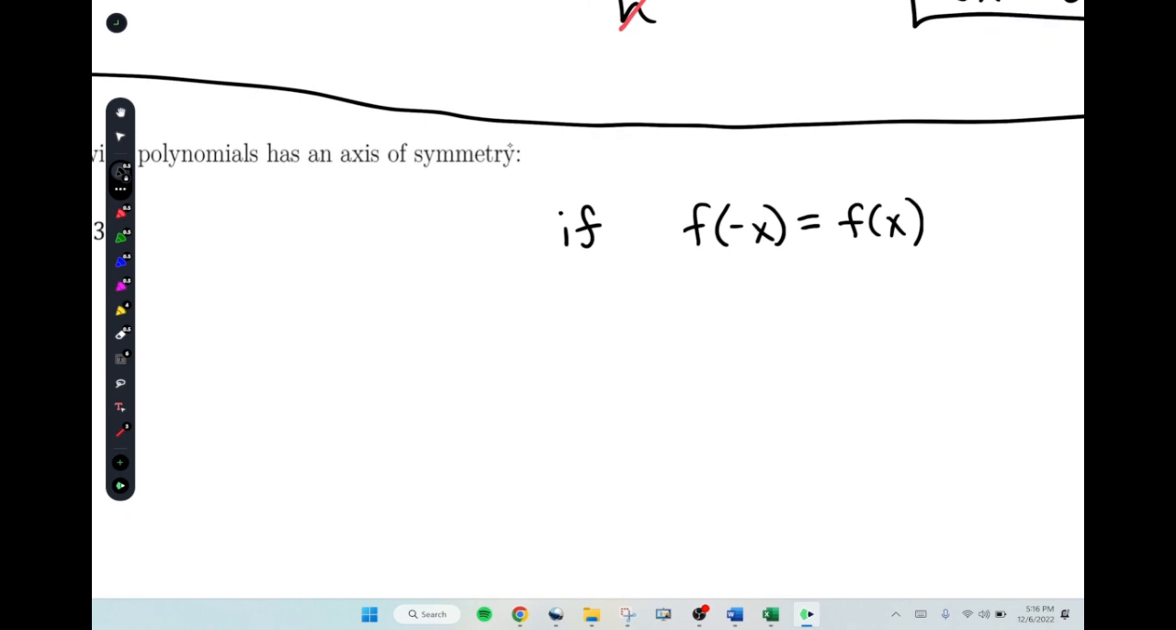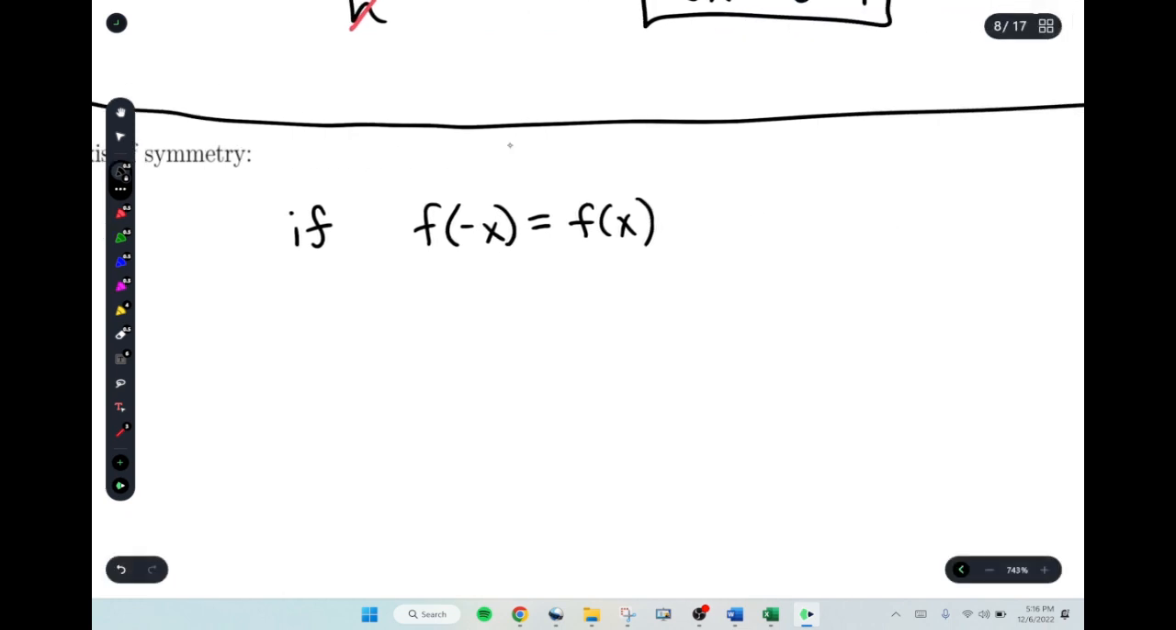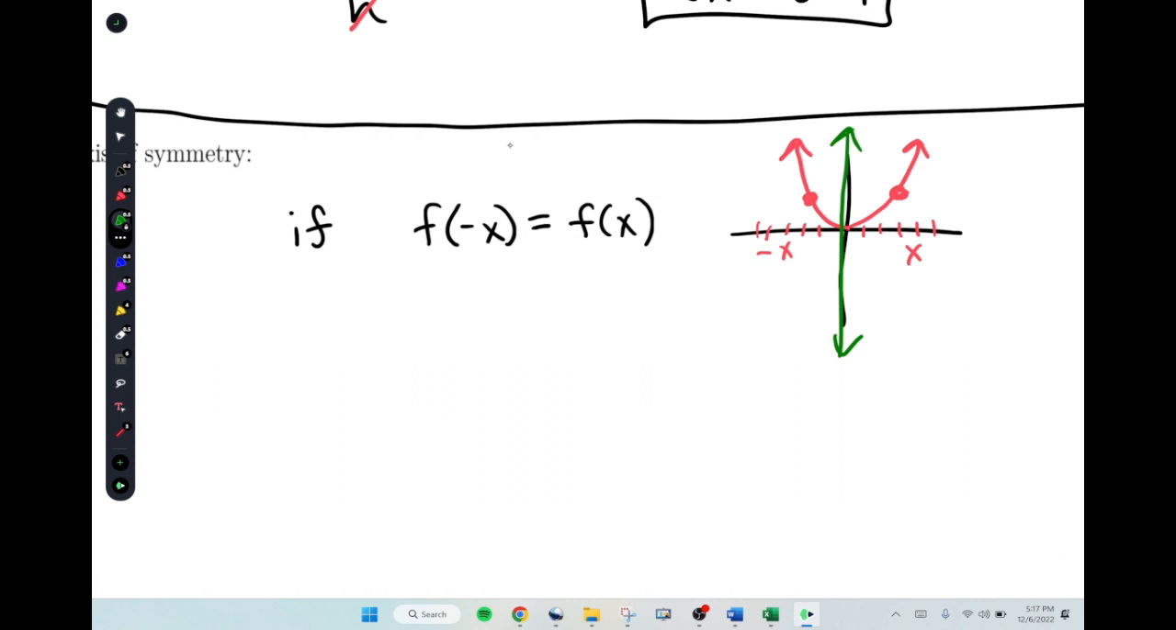It's kind of weird to think about. But if on the left side of the equation, that's negative x, right, it's the exact same as the right side. So if f of negative x is the exact same as f of x, what type of symmetry does that graph look like it has? Vertical. What's that vertical line called? That green line's called y-axis symmetry. Good call.